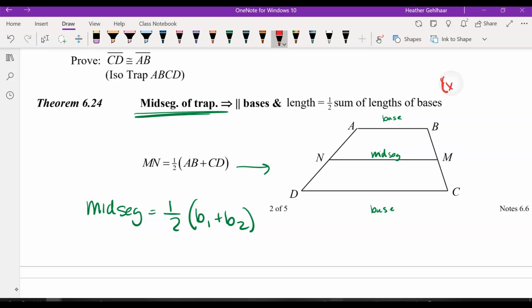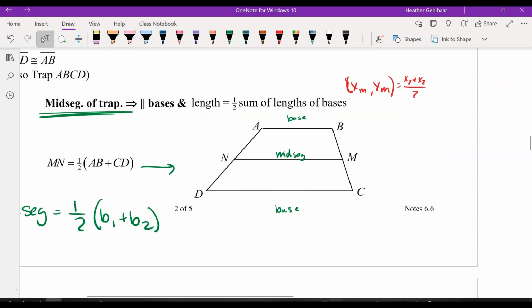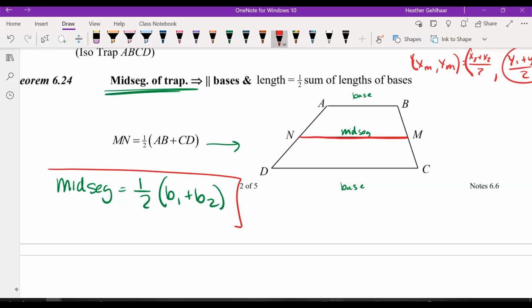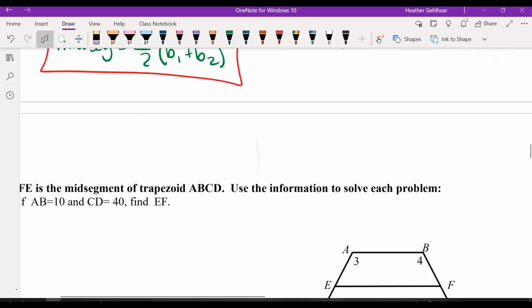So remember when we have the midpoint, x, y is equal to x1 plus x2 divided by 2, and then y1 plus y2 divided by 2. It is literally the same thing. You're going to add the two bases and then divide by 2, and you'll get that midsegment. You'll get that value, that length. Okay, so remember this formula. This is something you're going to put on your graphic organizer.